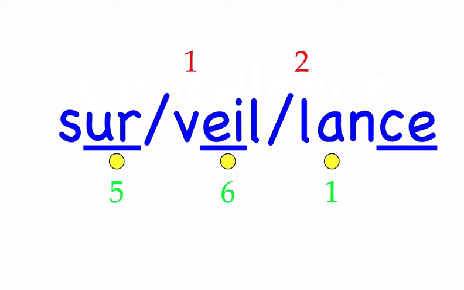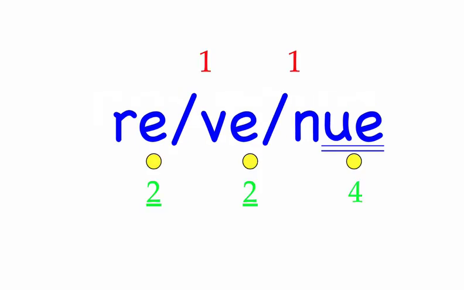Revenue. The revenue department wants to talk to you. Revenue. This is a three-syllable word. First syllable re, two sounds, r, e. Ve, two sounds, v, e. New, two sounds, n, u. Revenue. Mark the word. Revenue.